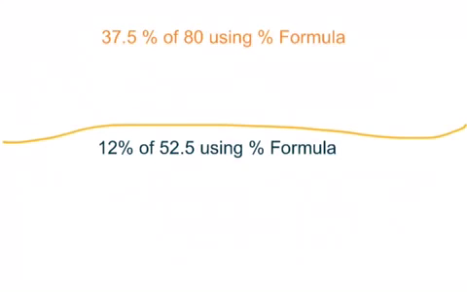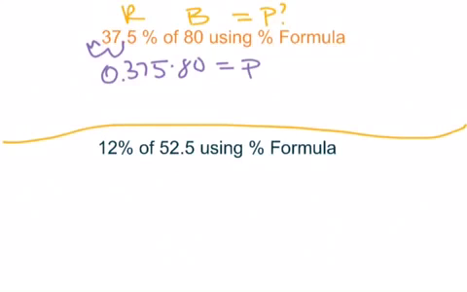Okay, same thing here. Actually, no, we're going to go back to the percent formula here. So 37.5% of 80 using the percent formula. So this is our rate. This is our base. We are looking for our percentage. Okay? So let's move that decimal point over 2 times to the left. Get 0.375 times 80 equals our percentage. That is going to be 30. So P equals 30 there.